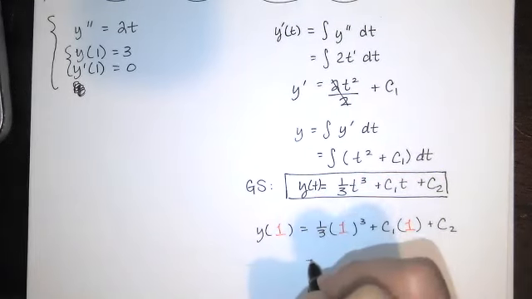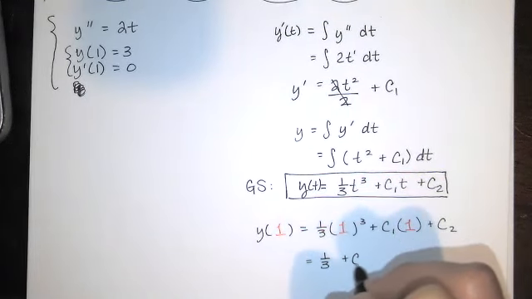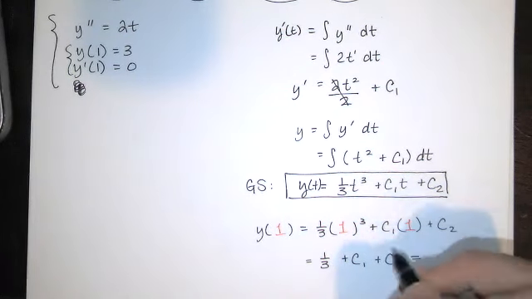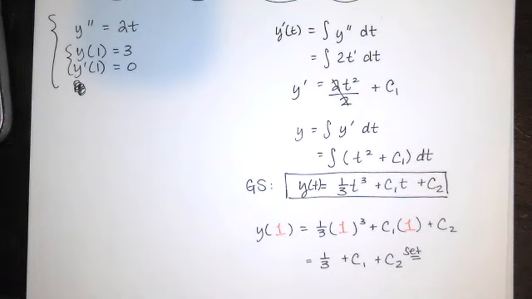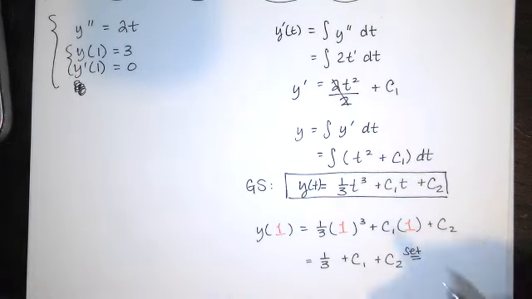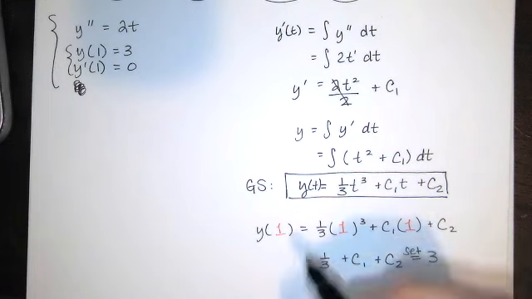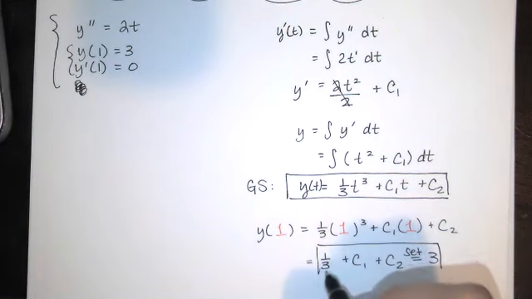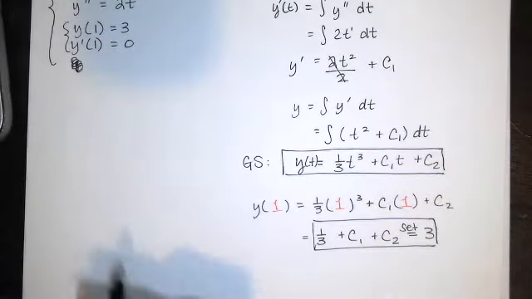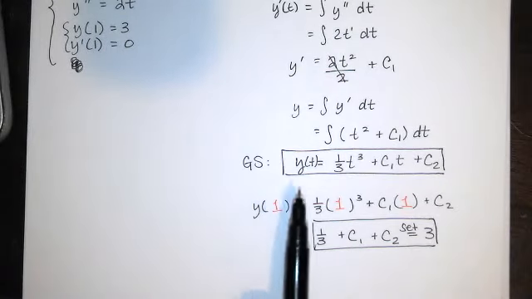And so what I get is 1/3 plus C1 plus C2, and that is y of 1. And that tells me that y of 1 has to be 3. So I'm going to set those equal to each other. This gives me one equation with two unknowns, which doesn't help us very much. But I also have this second condition. It's saying y prime of 1 equals 0.